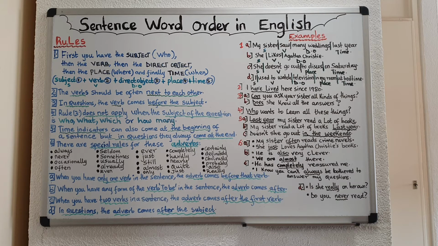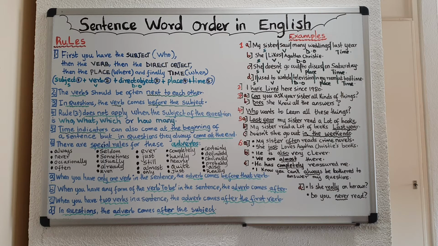Okay, so before we move to rule number 2, remember rule number 1. Subject plus the verb plus the direct object plus the place plus the time. So every time you construct a sentence in English, remember to write the subject first, then the verb, and then the direct object, and then the place, and then the time. And if a sentence does not have place, but it has time, then remember it is subject, verb, direct object, and then time. Okay?